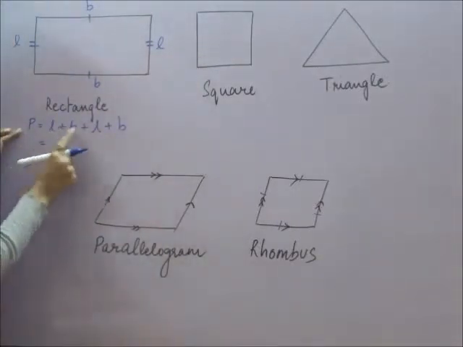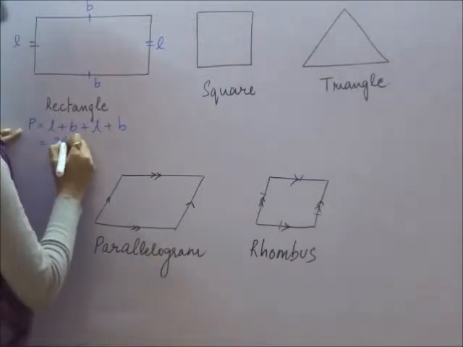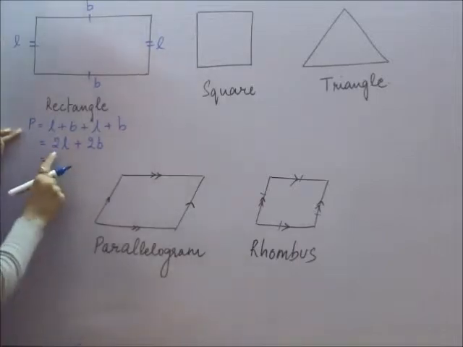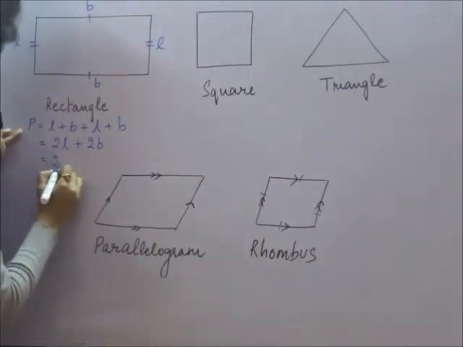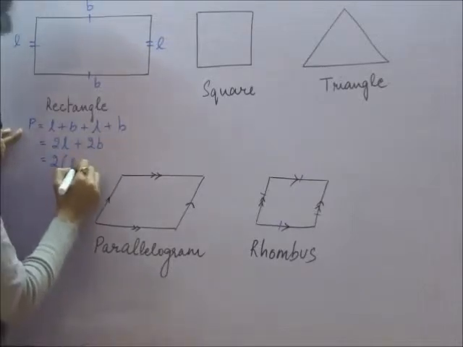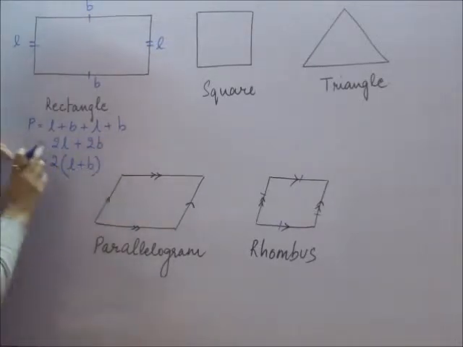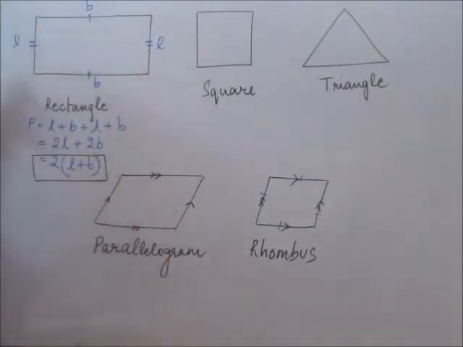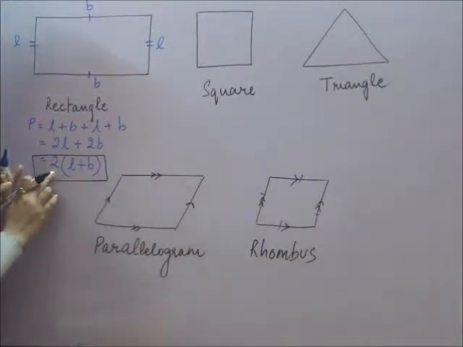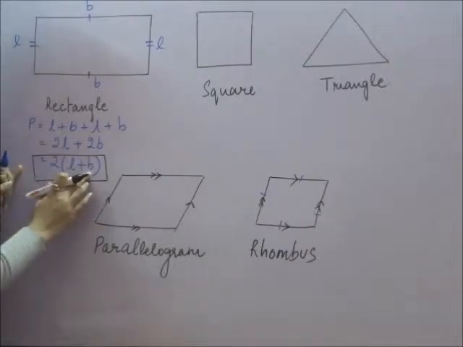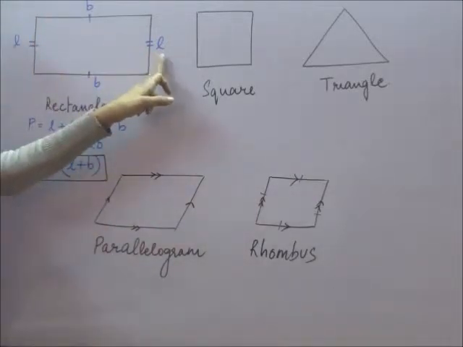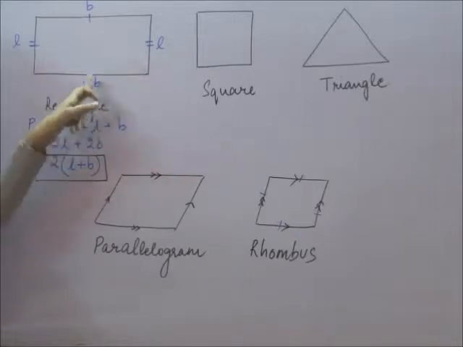How can I rewrite it? L plus L becomes 2L, B plus B becomes 2B. Now if I take 2 common, what will remain? L plus B. That is how your teachers and the books give this formula, that the perimeter of a rectangle can be found by using 2 times L plus B. But the concept is the same, that you have to take the sum of all the sides of the figure.